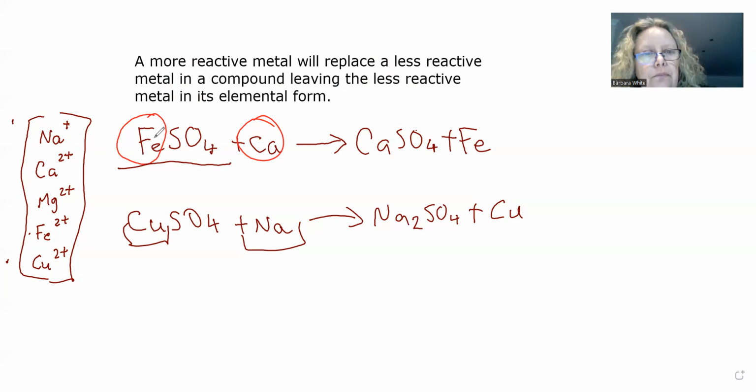So first one's good. We've got an iron, a sulfate, and a calcium. Calcium, a sulfate, and iron. Perfect. But this one needs a 2 there for 2 sodiums. SO4, Cu, done. Okay. Hope you figure that out.